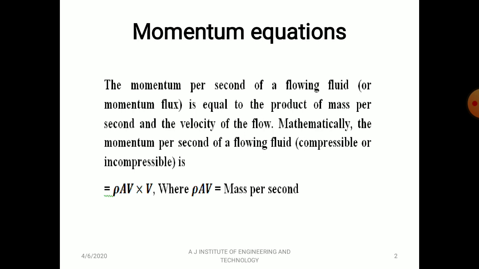So momentum per second of a flowing fluid, or that is called momentum flux, as this is a momentum per second, I have to consider mass per second here, is equal to the product of mass per second, that is represented by m dot, and velocity of the flow, that is v. So mathematically the momentum per second of a flowing fluid, applicable for compressible or incompressible, is equal to rho A v into v, where rho A v, I already discussed in the Cartesian continuity equation, Cartesian coordinate. So rho A v equal to m dot, and into v. So rho A v into v is the momentum per second, where rho A v equal to mass per second, that is represented by m dot.